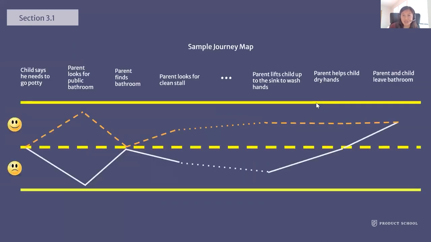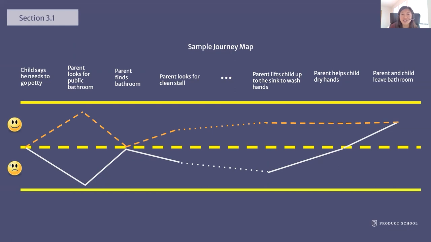I then built a journey map to document the highlights and lowlights of the simple experience of using a public bathroom. I broke it down into multiple steps and identified the opportunities for greatest impact. Now, what you see here on this slide is an abbreviated version of the journey map that I created based on the qualitative research that I did. The gray solid line represents what most parents experience when taking their kids to public bathrooms. The orange dashed line identifies opportunities for delighting them.